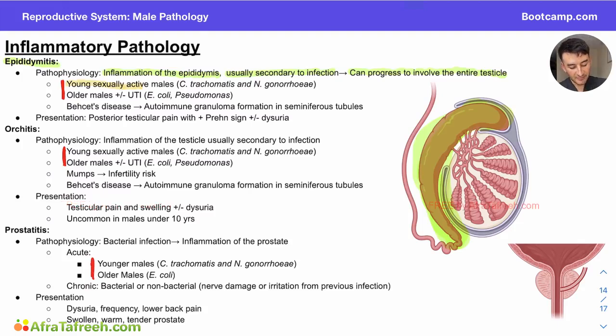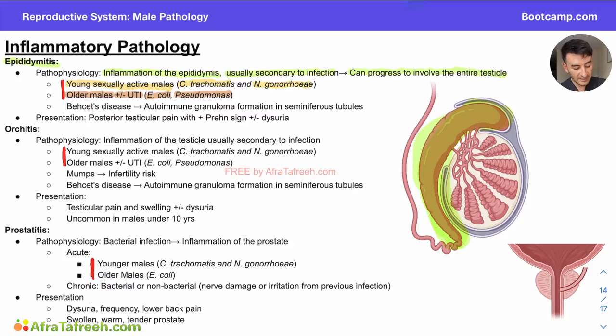Young sexually active males are more likely to be infected by chlamydia or gonorrhea, as opposed to our older males who are going to be infected by either E. coli or Pseudomonas, and these patients also tend to present with UTI-type symptoms. Additionally, our older males with E. coli and Pseudomonal infections are more likely to have bilateral infections, as opposed to our younger males who are more likely to have unilateral infections. So that's going to be an important differentiating factor for you guys to pay attention to.